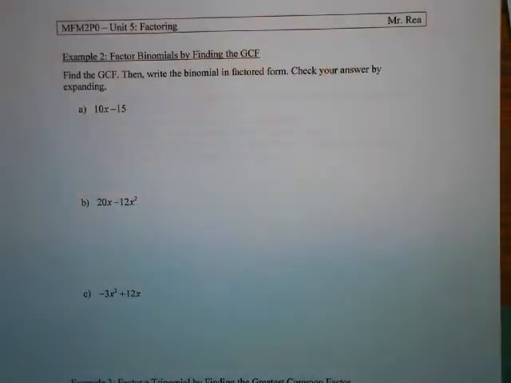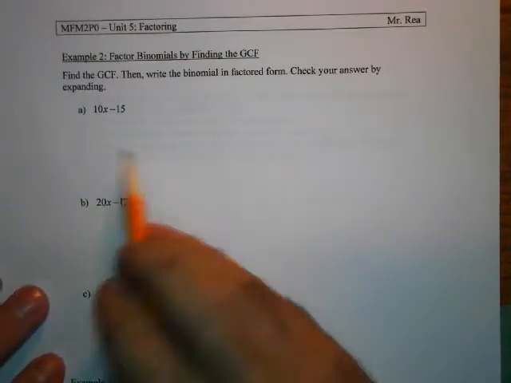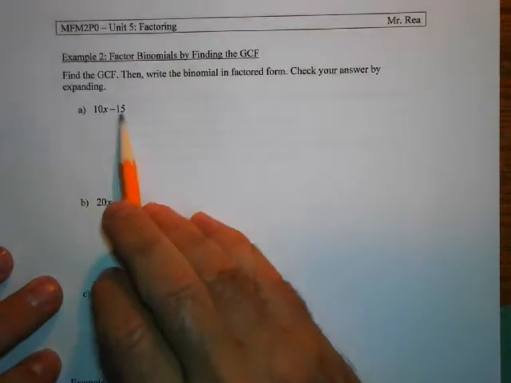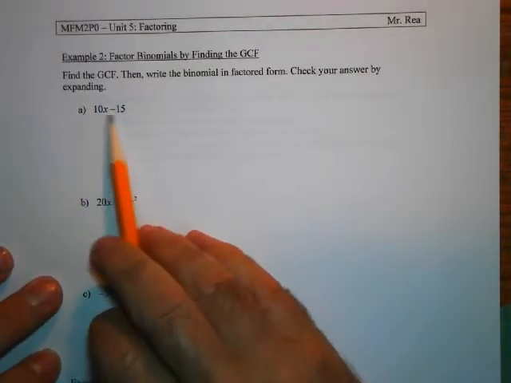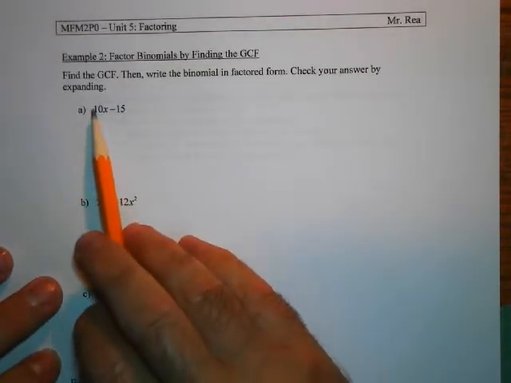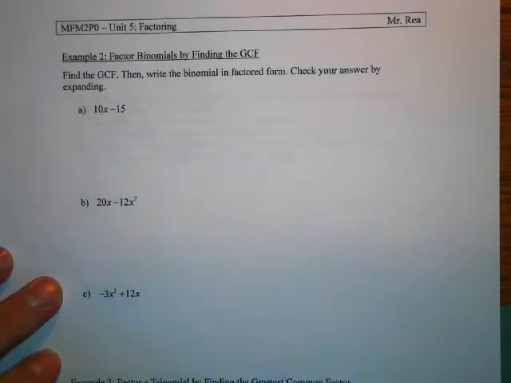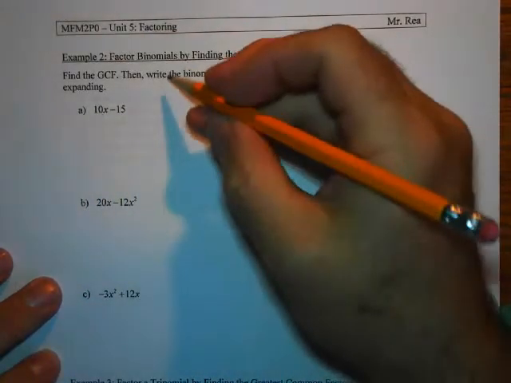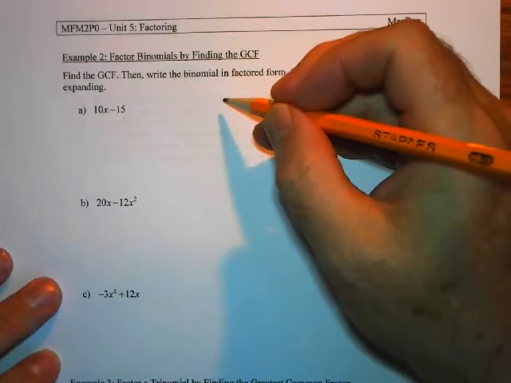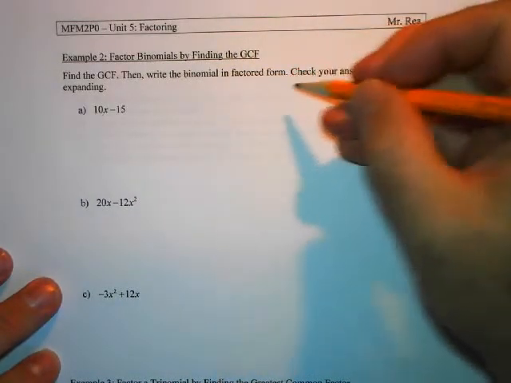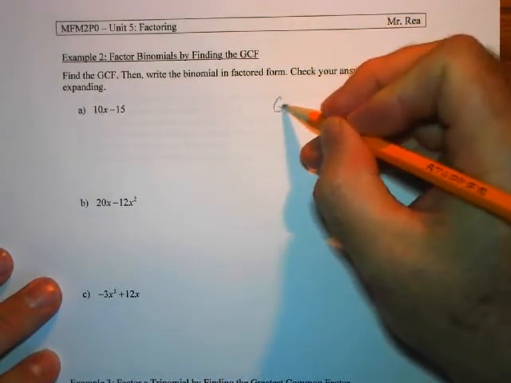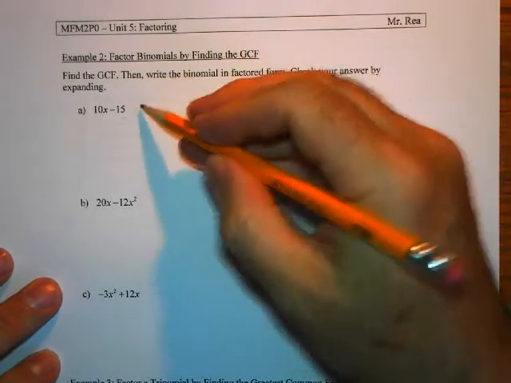Okay, so now we don't actually have a list of terms. We have an expression. So this expression has two terms. If you wanted to think in terms of the terms, I have a 10x and a negative 15. Okay, so in terms of the greatest common factor, I'm going to actually do this over here, and then I'm going to use it back here.